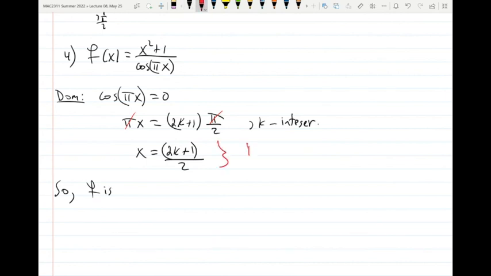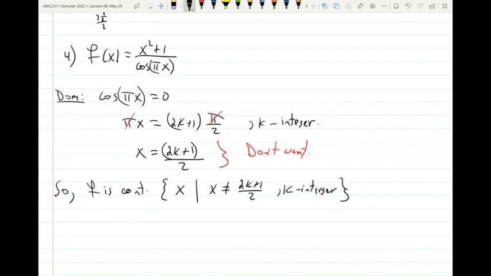This is something that we don't want. So f is continuous in the following interval: all real numbers x such that x is different than (2k plus 1) over 2, for k an integer. Just to make it more clear, x is not the following: 1/2, 3/2, 5/2, etc. You just have to avoid all these types of fractions for this function.